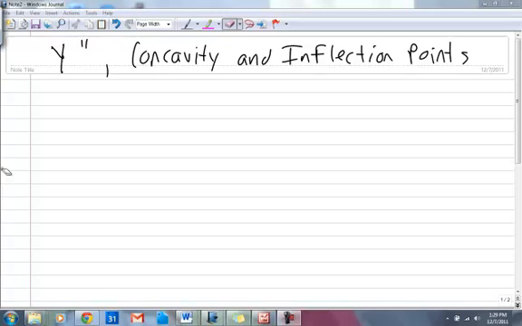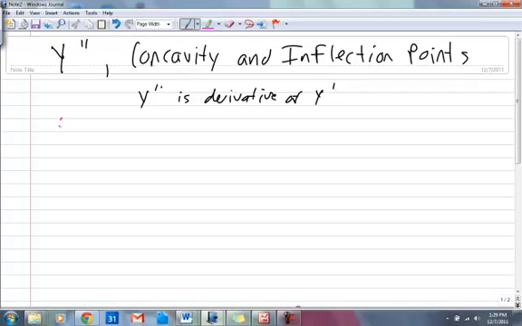Hello, in this video I'm going to show you how to use the second derivative to examine concavity and any potential inflection points for the function. First of all, the second derivative is just the derivative of the first derivative. Hence the clever name, the second derivative. Okay. Let's talk about concavity for a second.